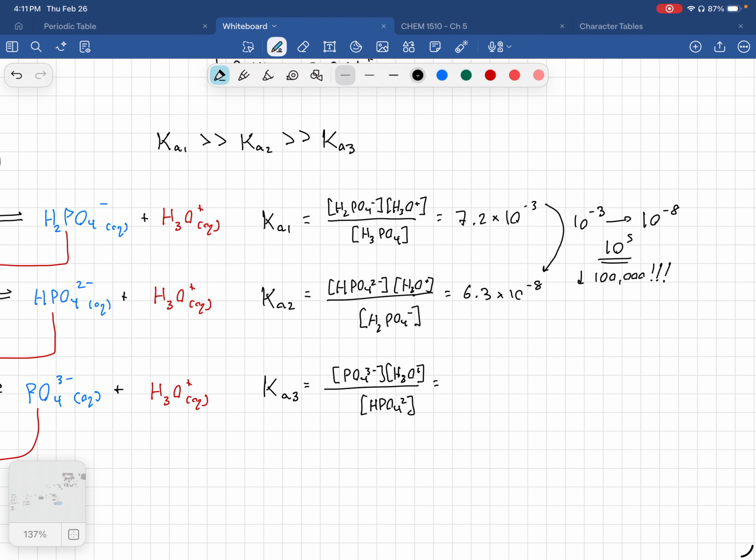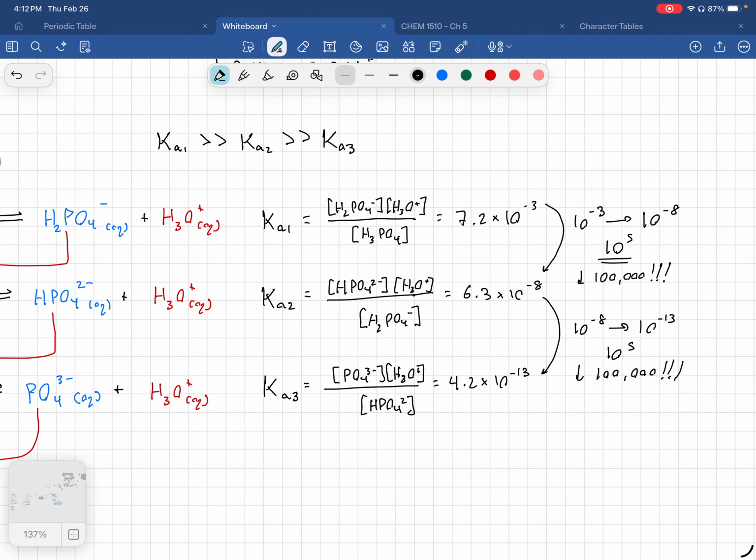And then if we look at Ka3, we see that's 4.2 times 10 to the negative 13th. And so we're going from 10 to the negative 8th to 10 to the negative 13th. You guessed it. It's another 10 to the 5th. Another 100,000 times.